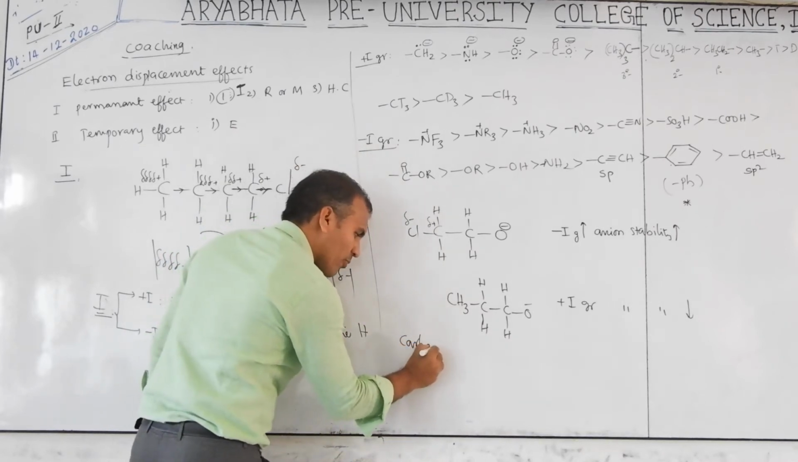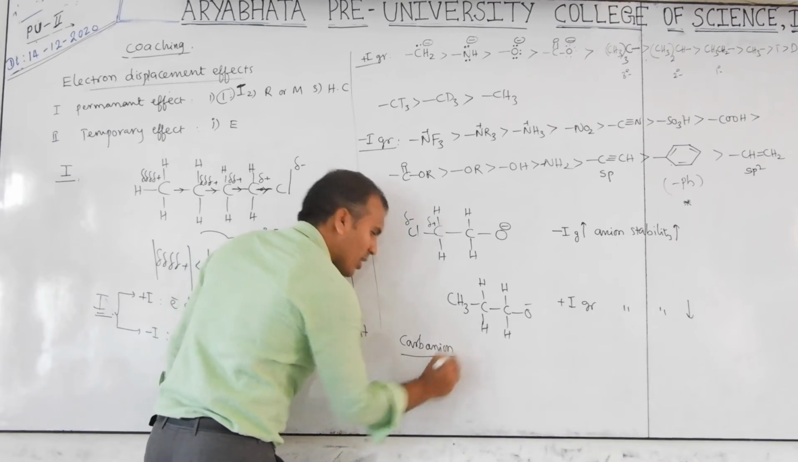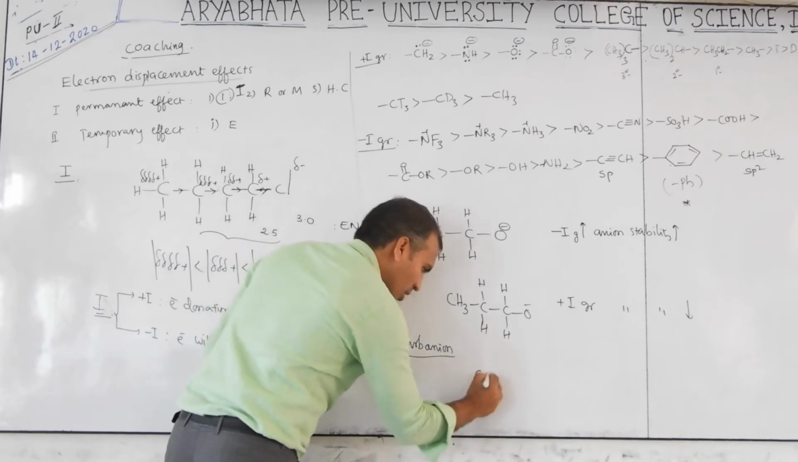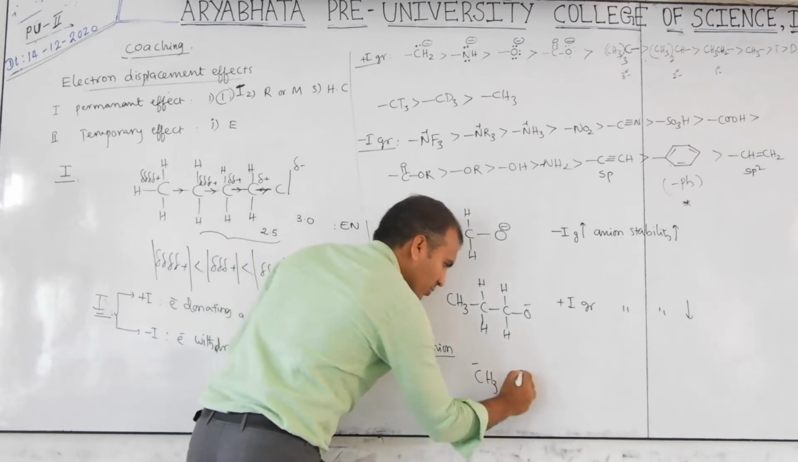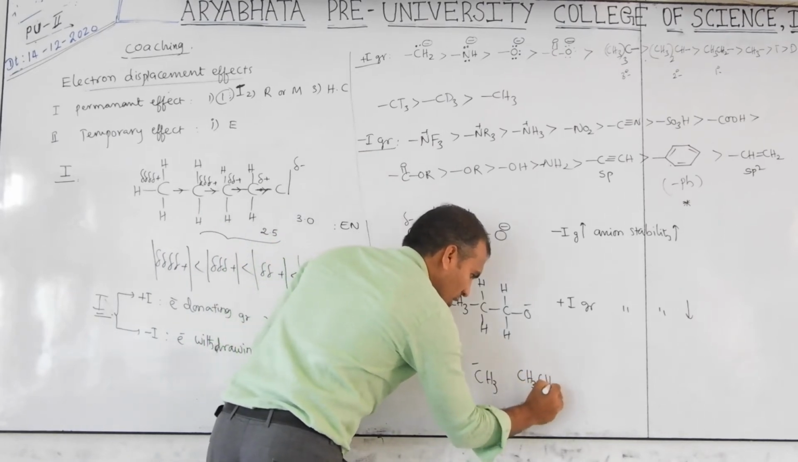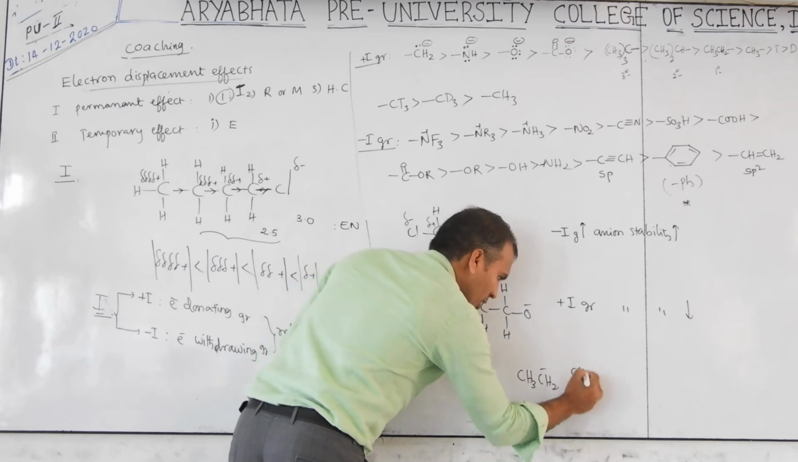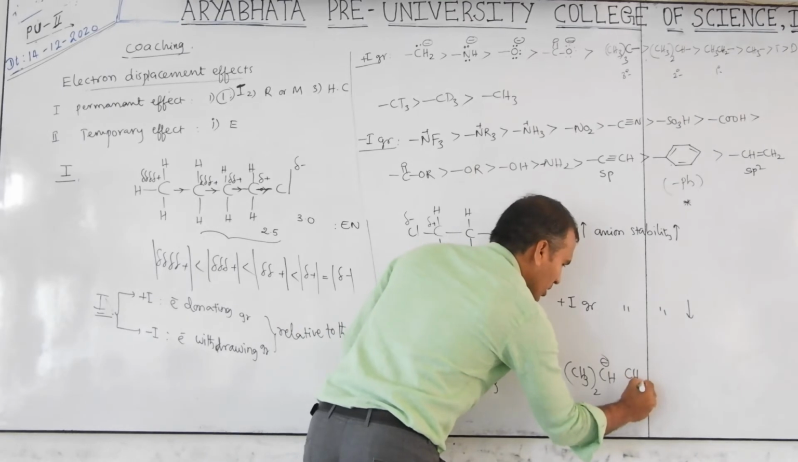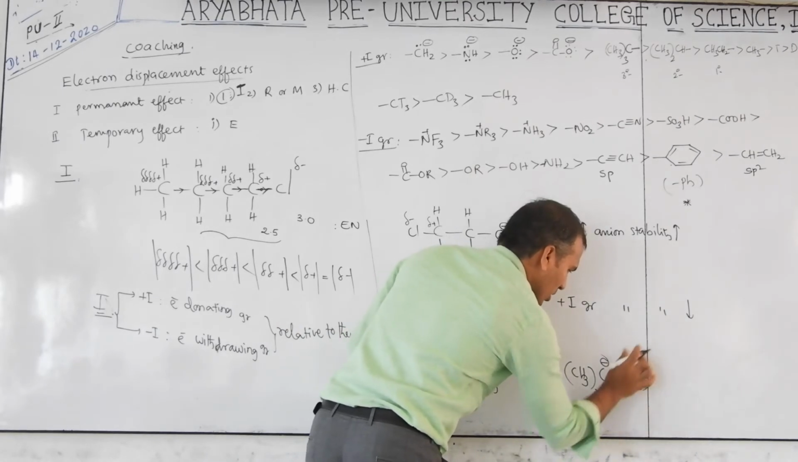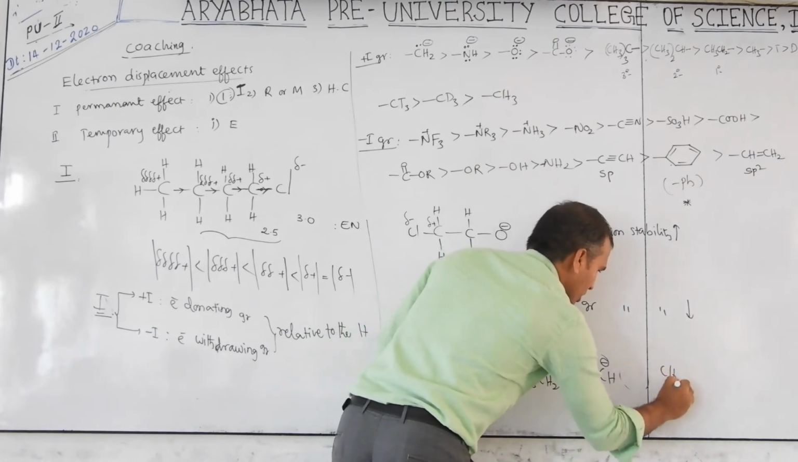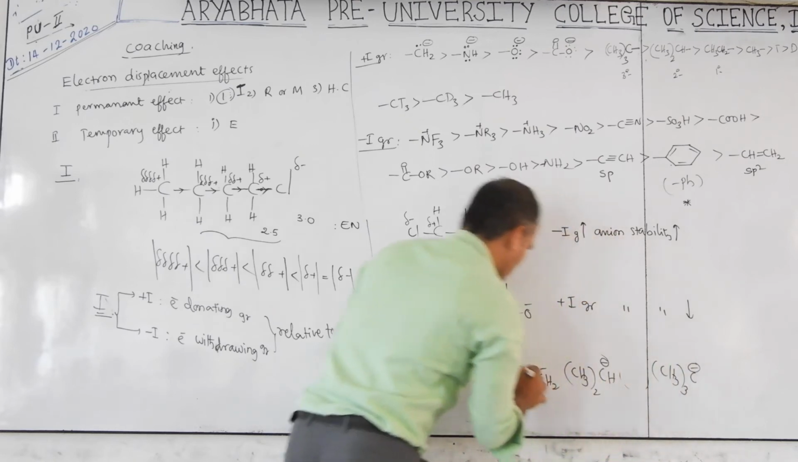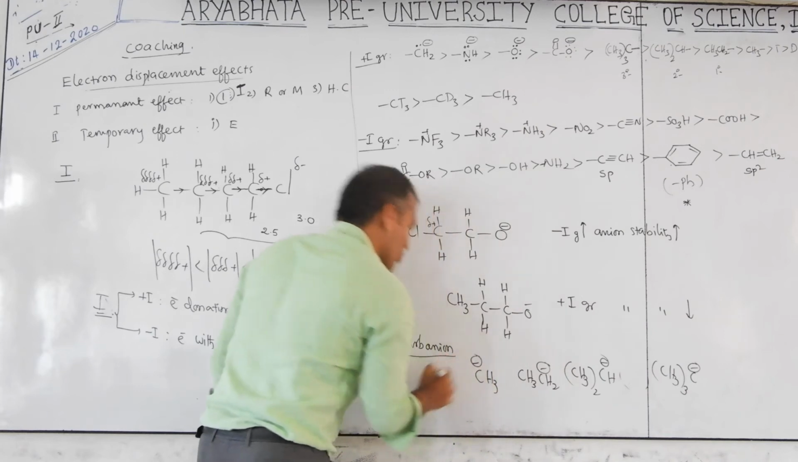Otherwise, with respect to negative charge, I will explain one more here. Carbanion meaning, what is that? Negative charge on the carbon. See, already in the previous class I explained this: CH3 CH2 minus, CH3 twice CH minus, and CH3 thrice C minus. Okay.